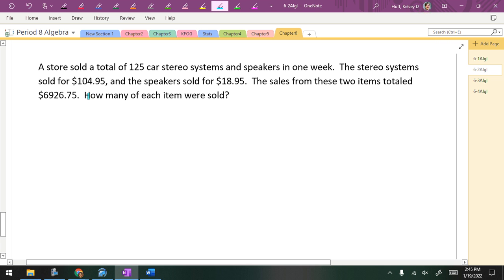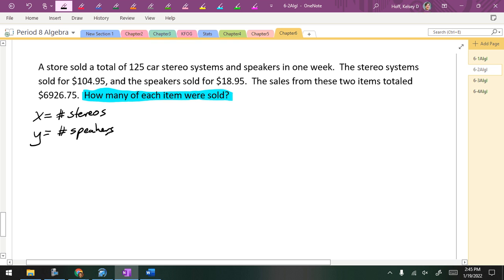That very last sentence is going to tell you about your variables. How many of each item were sold? How many items are we talking about here? 2. We're talking about stereo systems and speakers, right? What variables do you want to use? I love that you guys choose X and Y. X is going to stand for what? Number of stereos. Y is going to stand for the number of speakers.